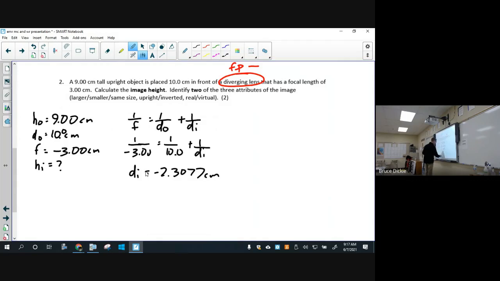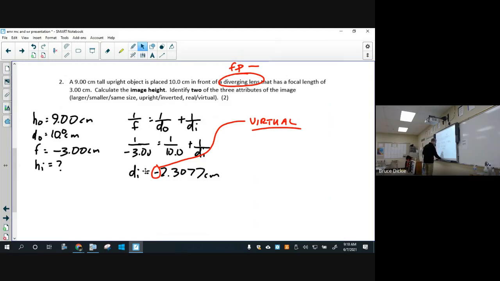Now, that tells us right now, even though we weren't looking to solve for DI, that we have a virtual image. Remember, when we have F, DO, and DI, positive means real, negative means virtual. So a negative DI means a virtual image.